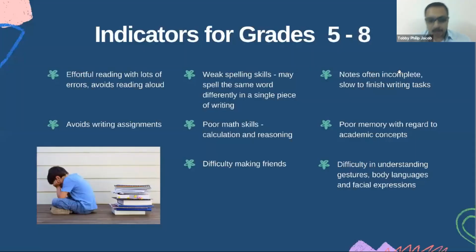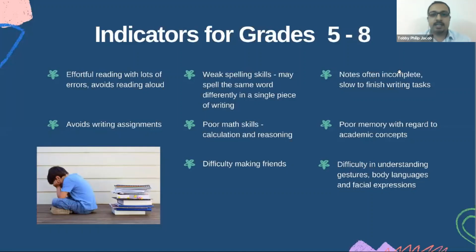So coming to grades 5 to 8. From here onwards, it's all prominent. Almost 70 to 80% of teachers can see and understand that this child is surely having an issue. Because it is that prominent, they won't be able to read properly. Their reading comprehension might be poor. They won't write properly. Even copying from the board is an issue. They might be copying letter by letter or word by word.